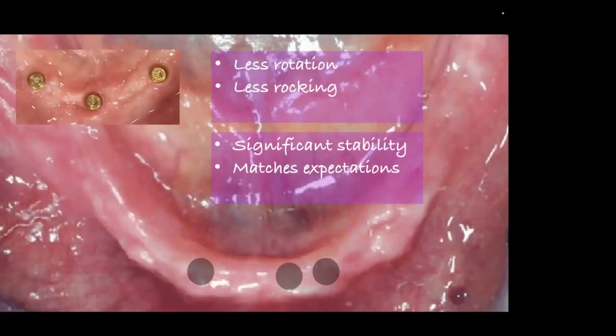So let's talk about when you have three, right? As we spoke about, the addition of that third implant is going to make a tremendous reduction in the movement. So less rotation, less rocking. It provides a significant amount of stability. And to me, when the patient is getting an implant restoration, this matches more of the expectations, I think, of what they expect to get.